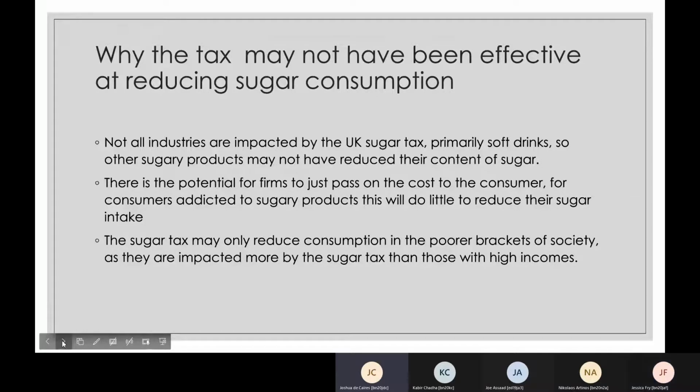There is also no guarantee that implementing a sugar tax will force lower sugar content levels within products. Producers like Coca-Cola just push the cost onto the consumer, leaving the same sugar content in the good. For consumers addicted or loyal to these brands, this will not reduce their consumption of the product, and in turn, their consumption of sugar will not decrease.